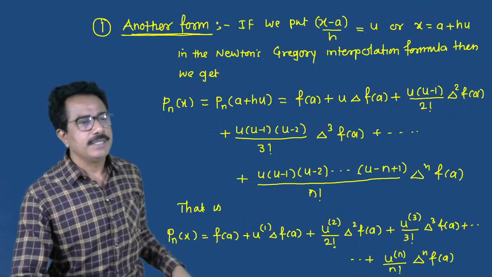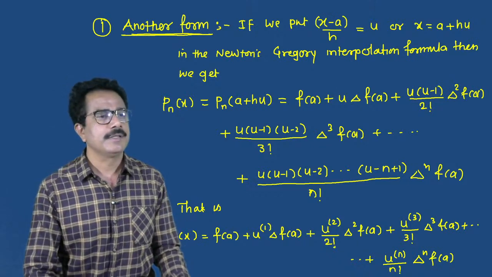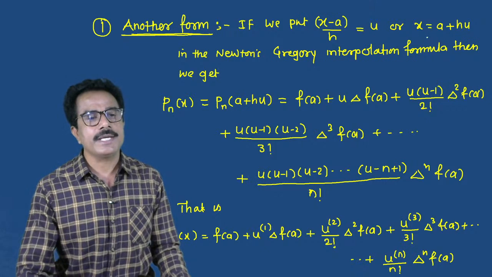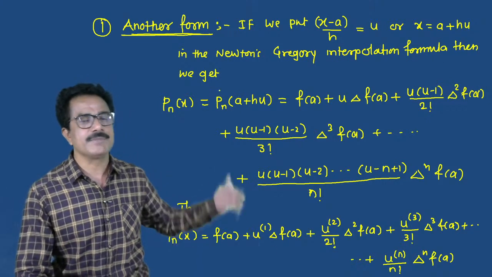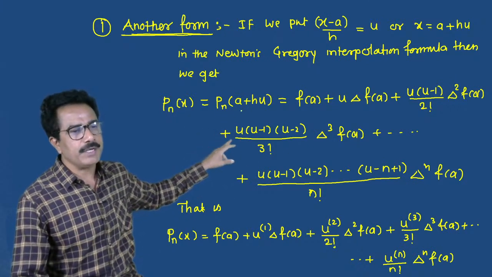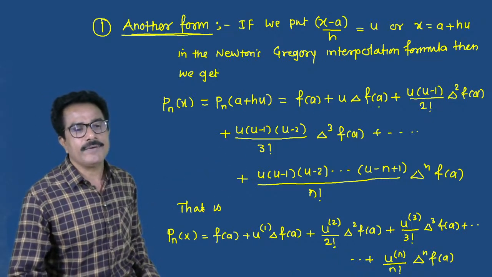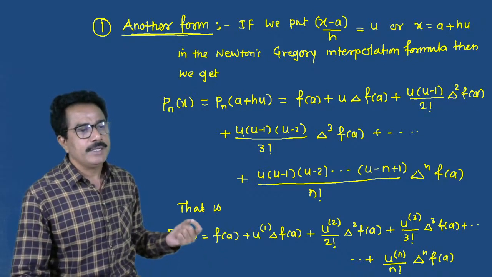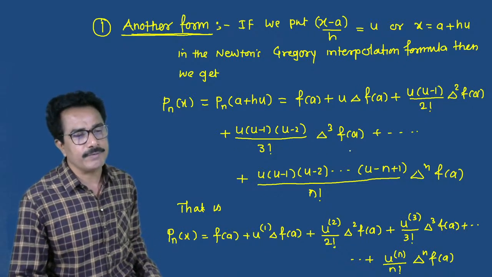This is the note. See, this other form of the Newton's-Gregory formula is: if we put (x minus a) divided by h equal to u, or x equal to a plus hu, then the Newton's-Gregory formula becomes Pn of x is equal to Pn of a plus hu, that is, f of a plus u into delta f of a, plus u into u minus 1 divided by 2 factorial delta square f of a, plus u into u minus 1 into u minus 2 divided by 3 factorial delta cube f of a, and so on.